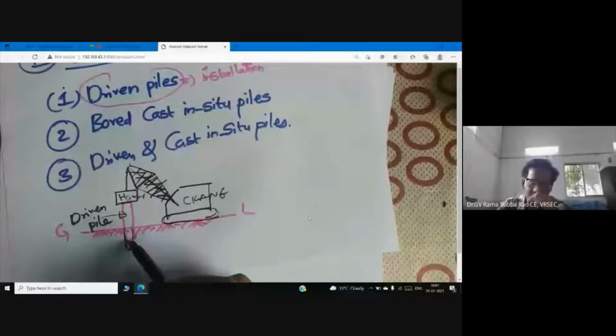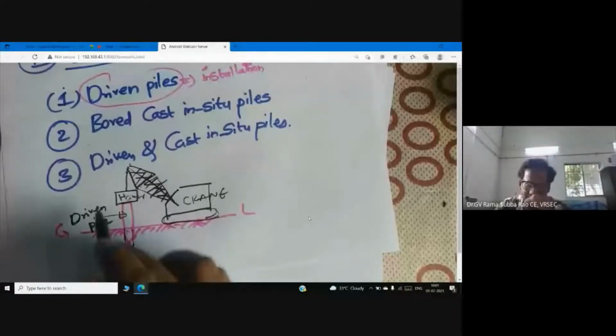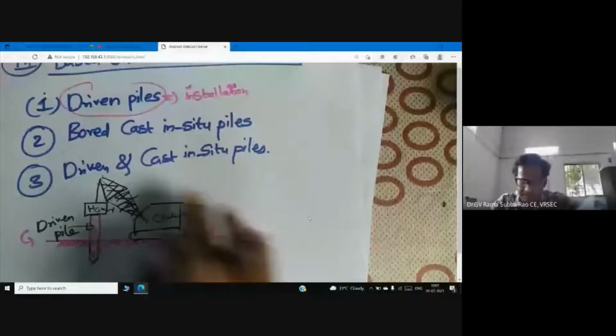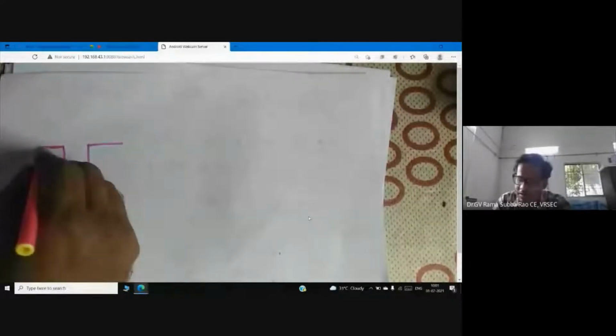Now from the name itself, you can say bored cast in situ. Can anyone explain what you mean by bored cast in situ? The name itself implies it: I am making a boring in the ground. Here you see. If you are asking me to show the sequential method of construction, I will show it stage by stage. This is stage one.